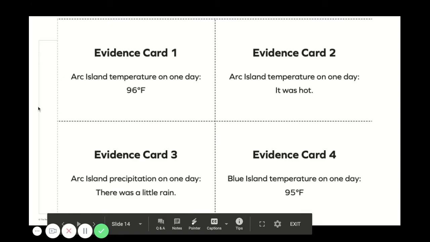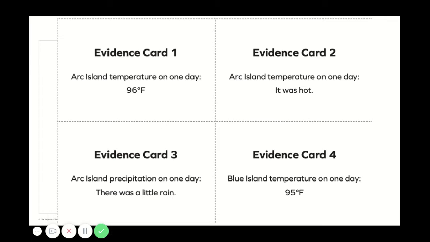Evidence card 1. Ark Island temperature on one day, 96 degrees Fahrenheit. If you think this is strong evidence about the climate on Ark Island, write it in the box that says strong evidence. You don't have to write the evidence, you just have to write the card number.